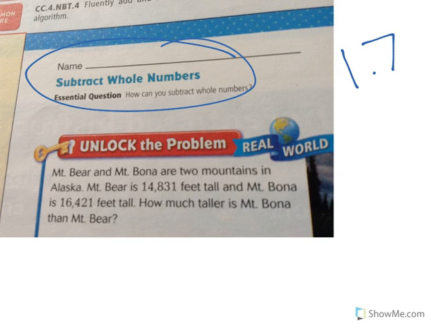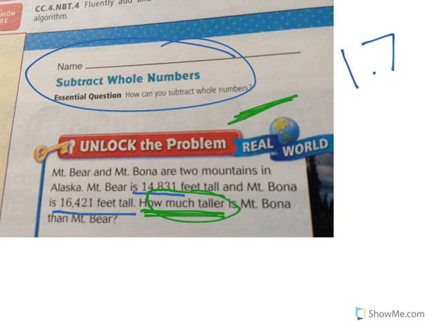So Mount Bear and Mount Bona are two mountains in Alaska. Mount Bear is 14,831 feet tall. And Mount Bona is 16,421 feet tall. Now, this is the key word here. We'll underline it in a different color: how much taller is Mount Bona? So the key word for kids to understand is, whenever you see how much, you are going to minus. It's going to be a big old minus.